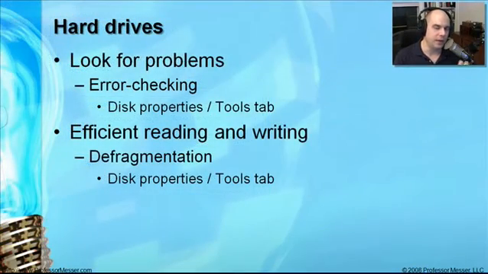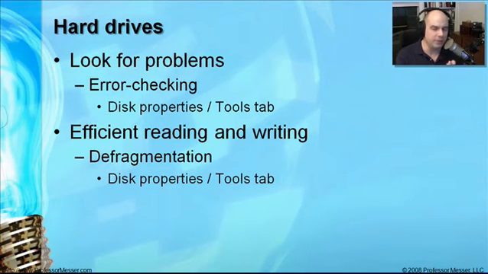Another place you can start optimizing the hard drive is in the efficient reading and writing function. Whenever you start using a disk, what you'll find is that as files are written out, the files may be split apart. And whenever you need to retrieve the file, the disk now has to go to different places to be able to retrieve that file.